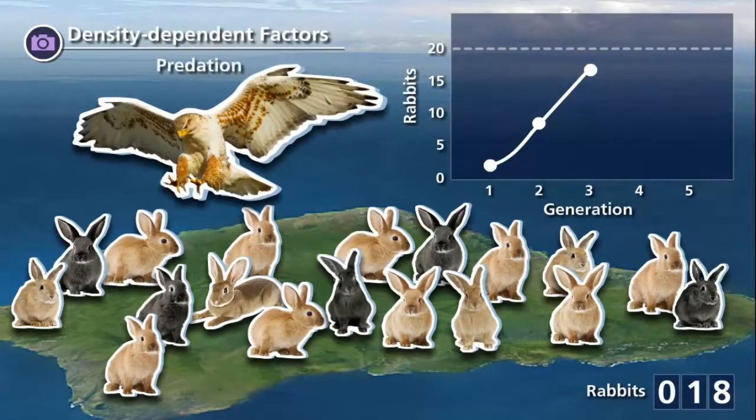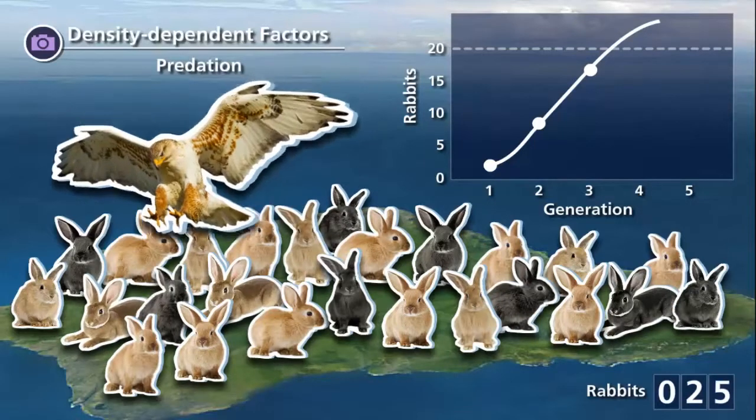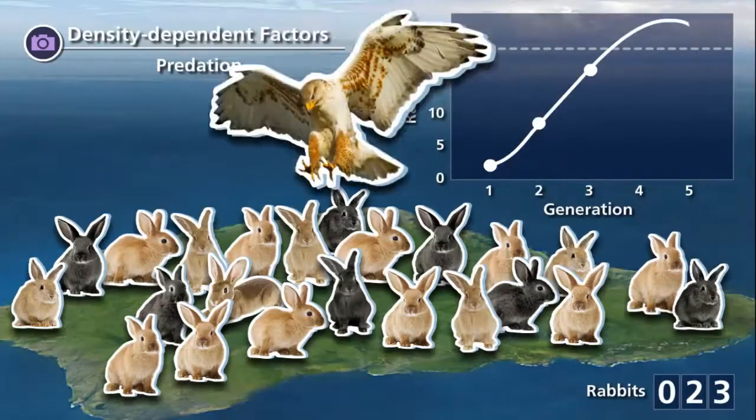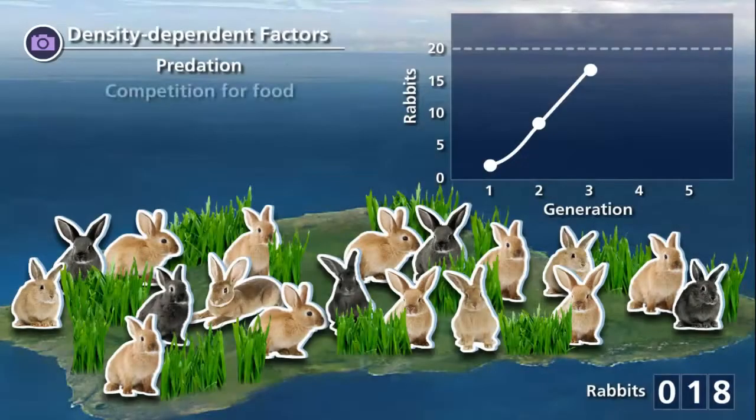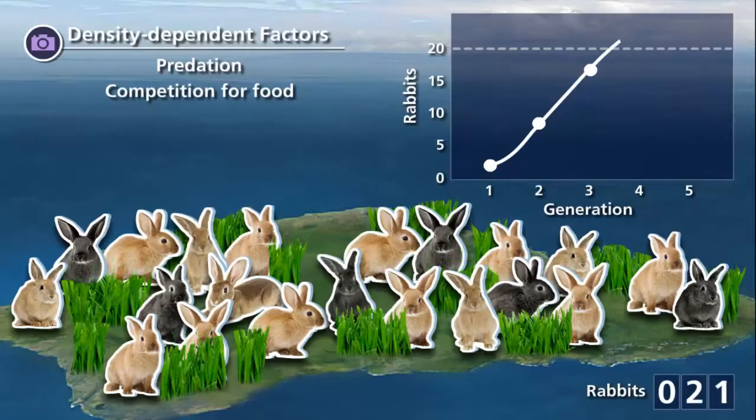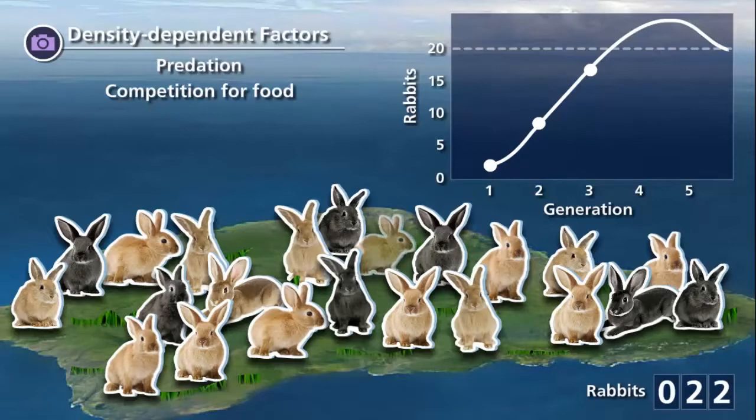Density-dependent factors include predation. When the size of the rabbit population increases, there is more prey available for predators to find, and therefore they kill relatively more rabbits, reducing the rabbit population. Competition for food is also a density-dependent factor that limits population growth to the carrying capacity. As the rabbit population increases, there is less foliage available for all individuals. As a result, the mothers aren't as well fed, and they produce smaller litters, and more rabbits starve to death. This decreases population size by reducing the birth rate and increasing the number of deaths.